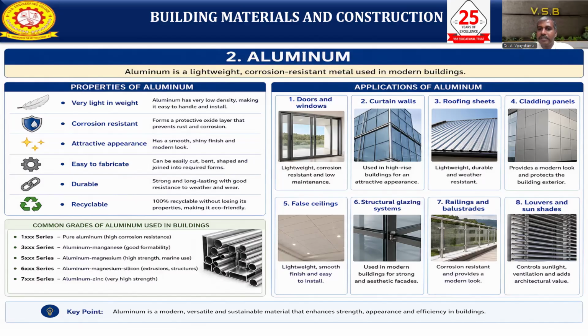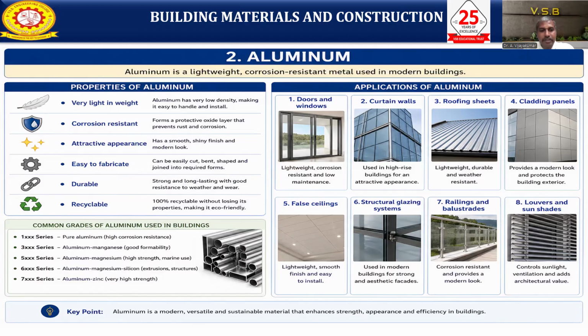Then structural glazing systems in modern buildings, for a strong and aesthetic package, we can use aluminum. Railings and balusters are corrosion resistant and provide a modern look; staircases and handrails and everything you can make from aluminum. Louvers and sunshades control sunlight and ventilation and add architectural value. We make a frame, and between the frame we can hold glass and other materials.